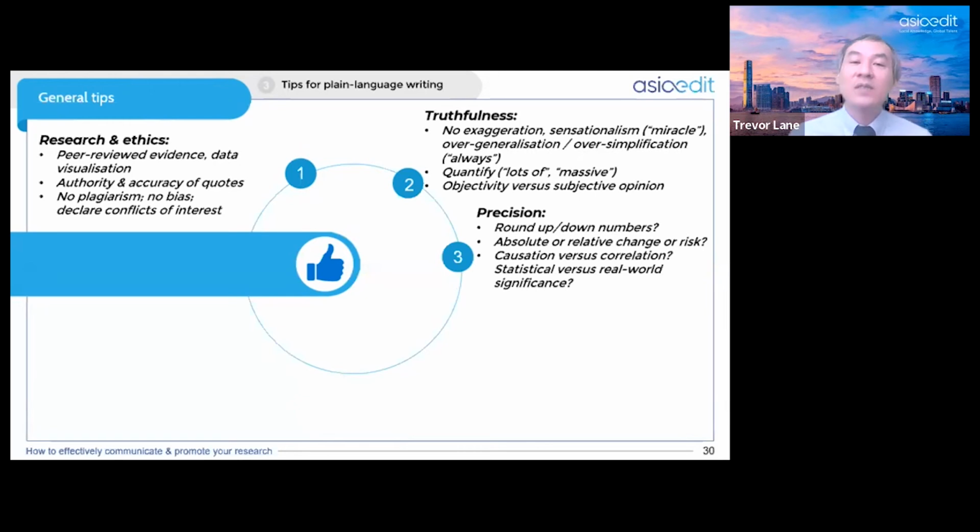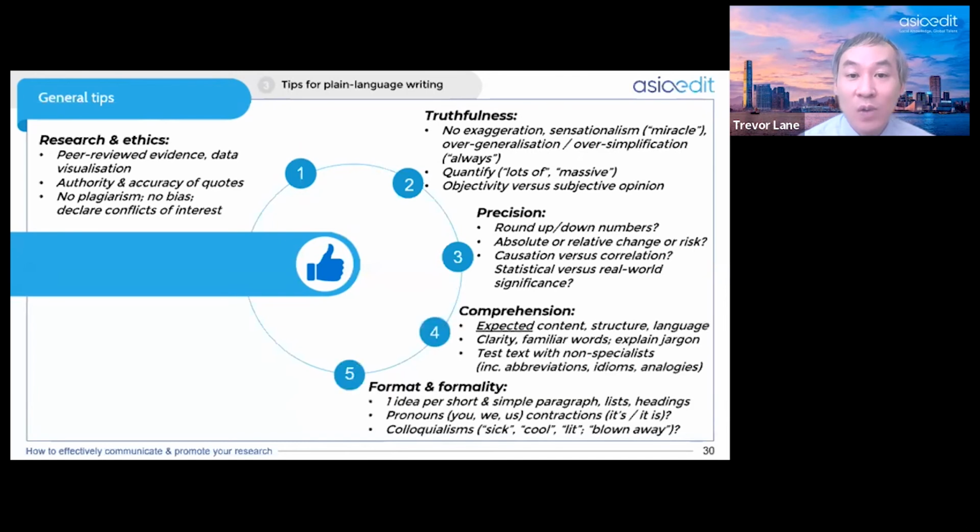Don't confuse causation versus correlation, and don't confuse statistical significance with real world significance. Match the level of language to the audience and explain your technical words. Test your text with a non-specialist to make sure they understand abbreviations, idioms, and analogies, and keep everything short and simple. Use lists and headings.